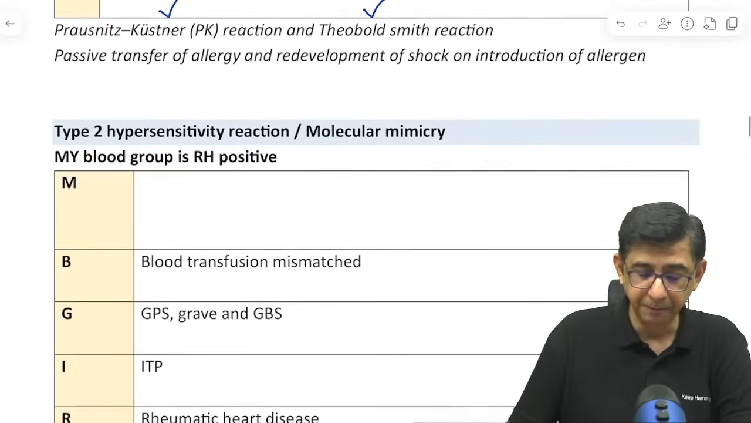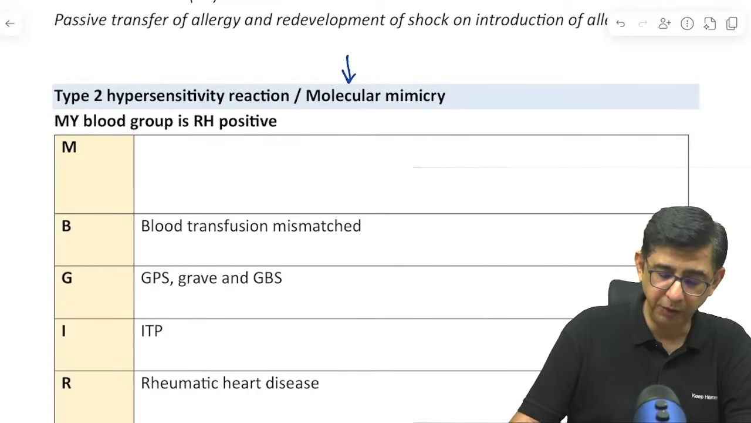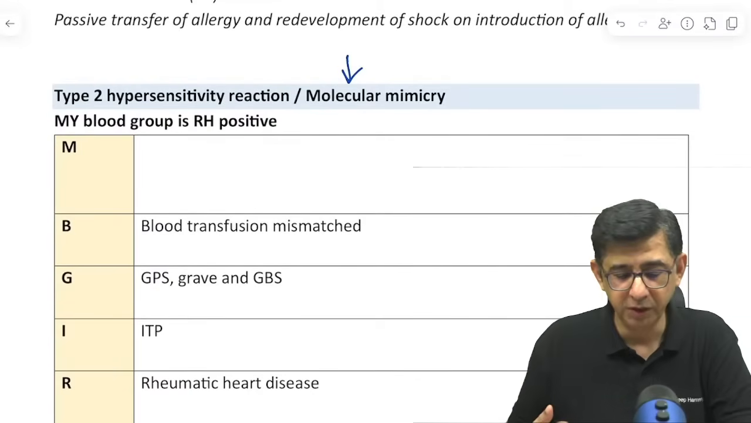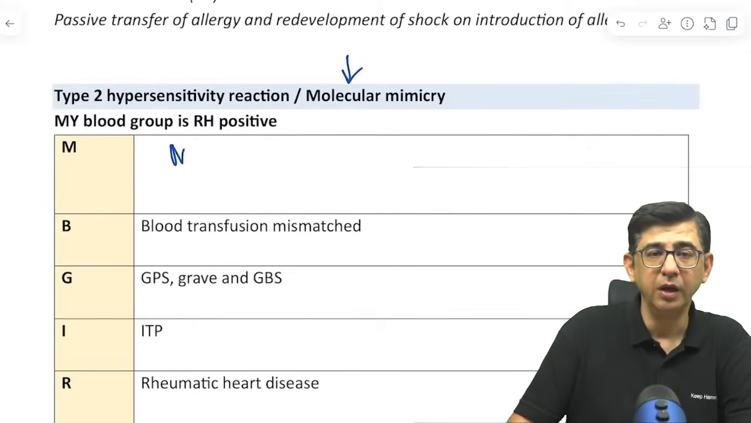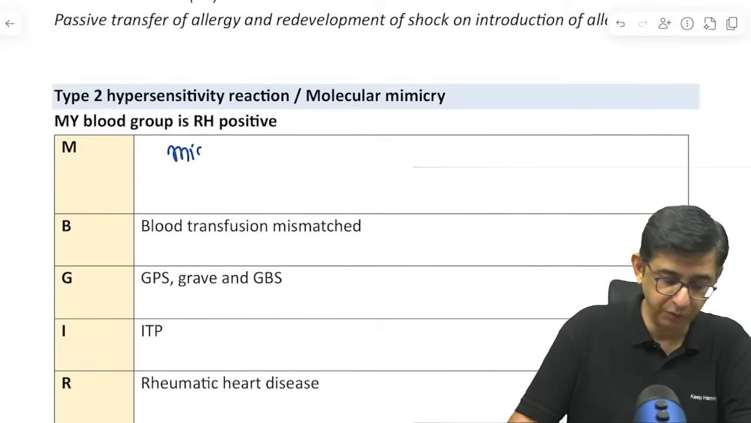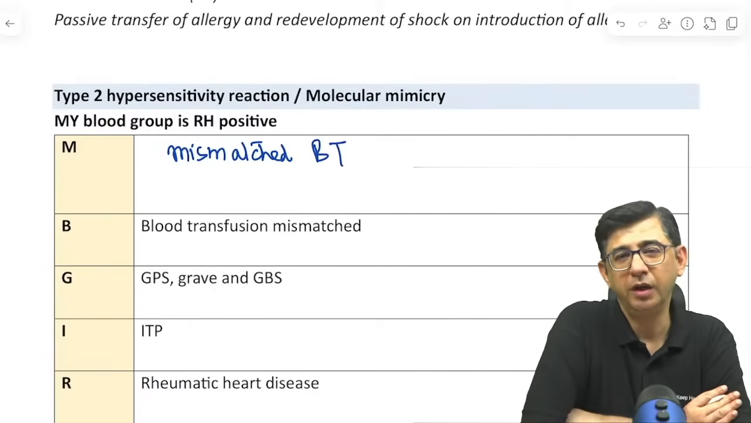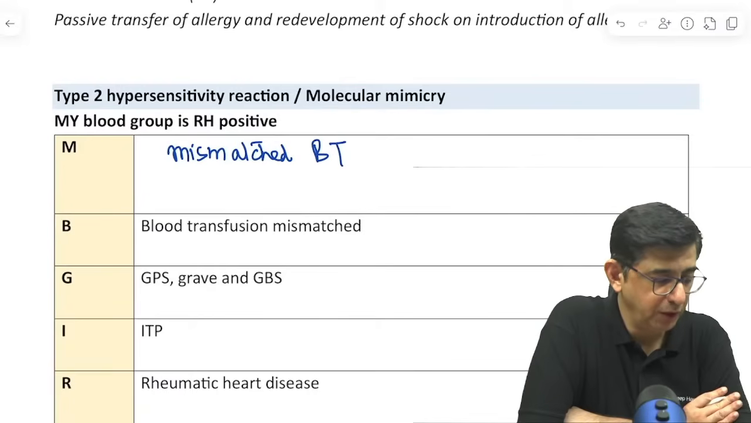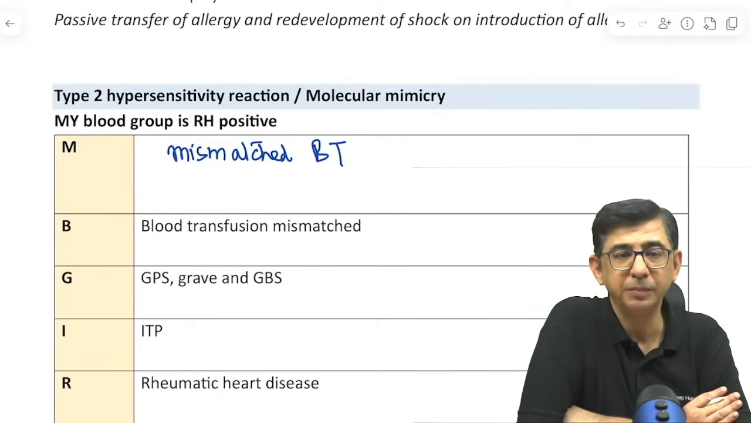Then is type 2 hypersensitivity reaction, which is also called as molecular mimicry. Two very classical examples that I would like to remember for this is one is rheumatic fever, and second is that initial part that I told, that was mismatched blood transfusion. Mismatched blood transfusion, however, is not the most common complication seen with blood transfusion. So can you comment regarding what is the most common complication of blood transfusion?